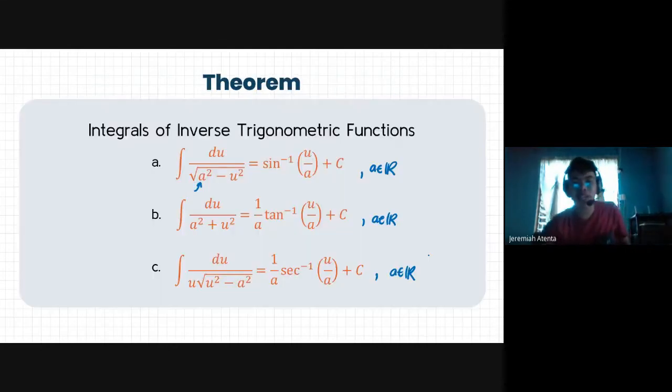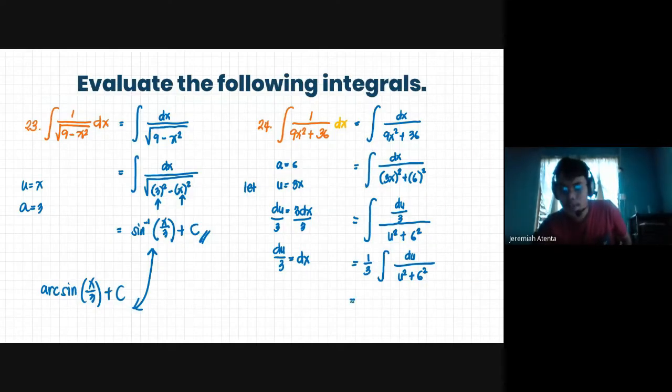And in this case, the same na siya ng form sa second. Ito. Right? So, in this case, we will just apply the formula, magiging 1 over a tangent inverse of u over a plus c siya. So, you have this 1/3, and that is 1 over a times 1 over a. Our a is 6. So, you have times 1/6. Tangent inverse of, this is u over a. U is just u. And you have a, which is 6, right? And we have plus c.